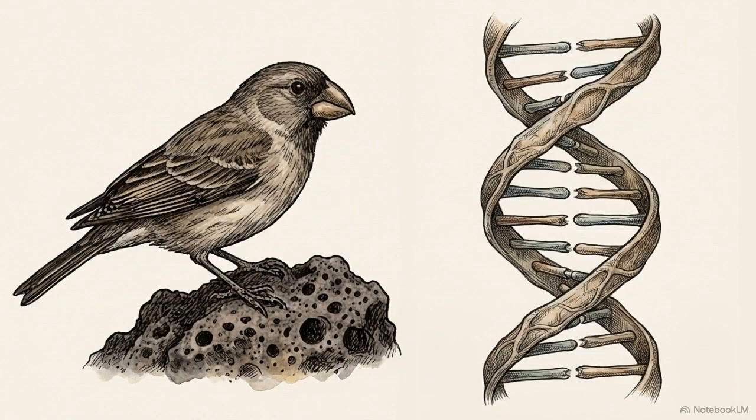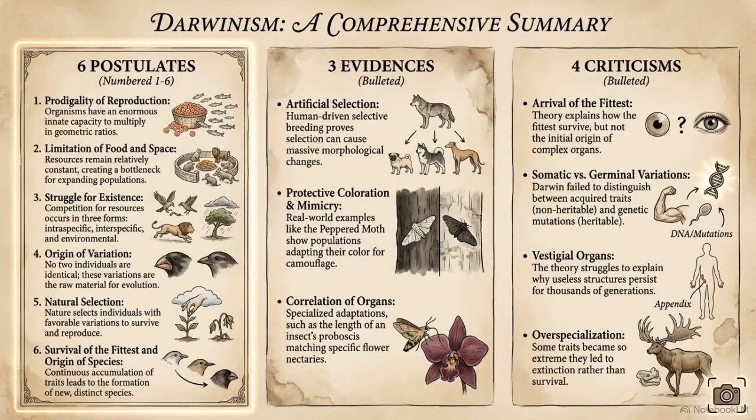To reconcile his original blind spots, biologists would later integrate his work with the laws of 20th century genetics. Here is a map of the syllabus requirements for this topic. We have the 6 postulates in sequential order on the left, the observable evidences in the middle, and the classical criticisms on the right. Take a screenshot of this summary.